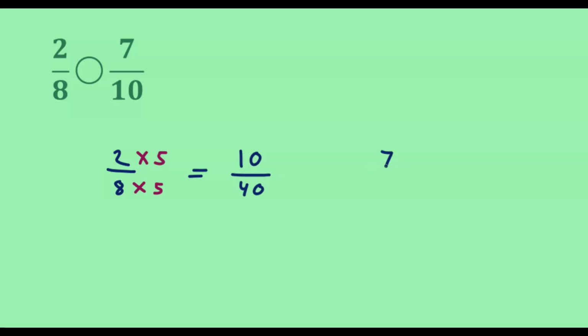And the next fraction is 7 over 10. What do we want to do? We want to change 10 into 40. How do we do that? We do that by multiplying 10 by 4. And since we want an equivalent fraction, we multiply the numerator by that same number. So what do we end up with? We have 7 times 4, which is 28, divided by 10 times 4, which is 40.